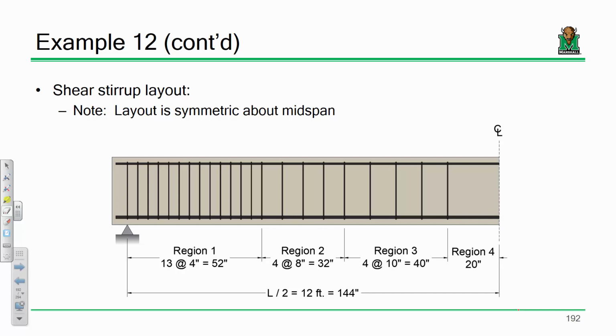In other words, let me see if I can draw this up here. So I have a beam, with a support here and a support here. See where it says region 1? In region 1, I'm using 4-inch spacing. I have 13 spaces all the way to here, to 52 inches. So I might have 4-inch spacing here, and I'm going to have 4-inch spacing here. So it's like a mirror image across the center line. As you get to the center, it mirrors off of one another.